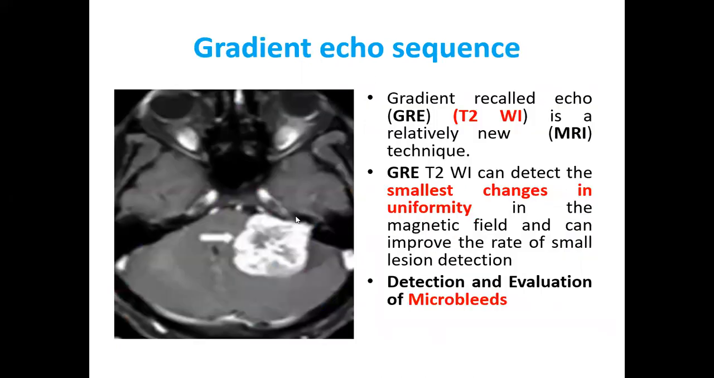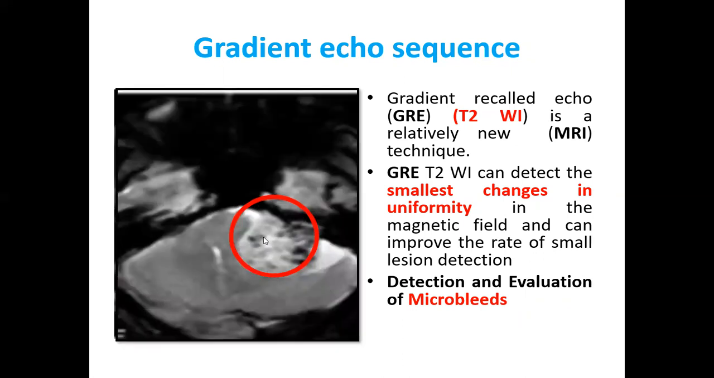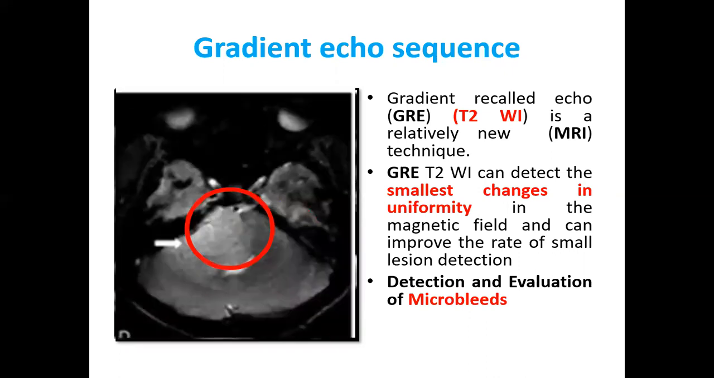You can see the colored area. Gradient echo sequence is used to see microbleeds, for example when a CP angle tumor needs to be differentiated, meningioma from acoustic neuroma or vestibular schwannoma. You can see the smallest change in the uniformity of the magnetic field. You can identify these microbleeds with the gradient echo sequence, and you will find microbleeds in the schwannoma but not in the meningioma.